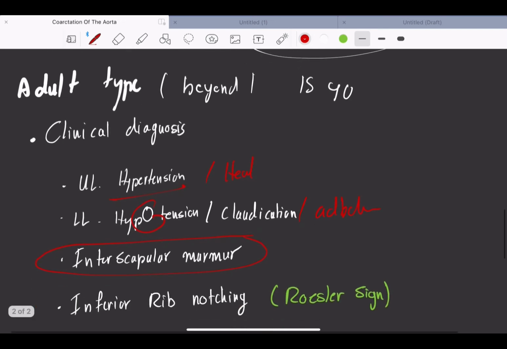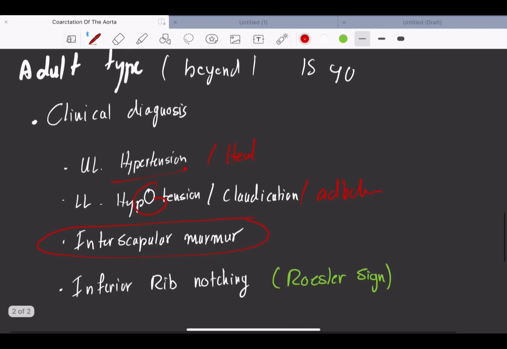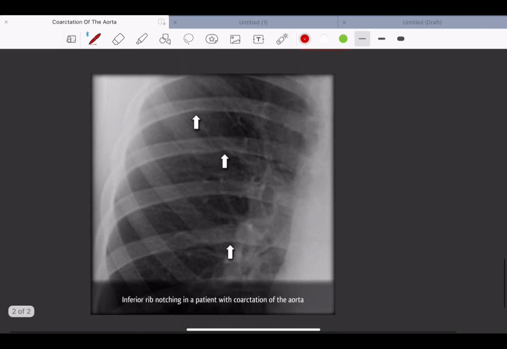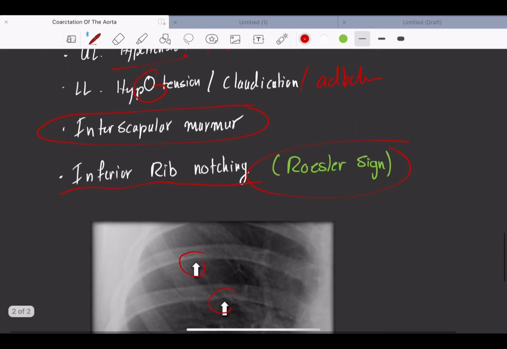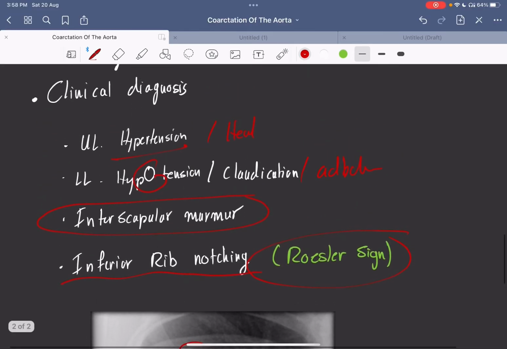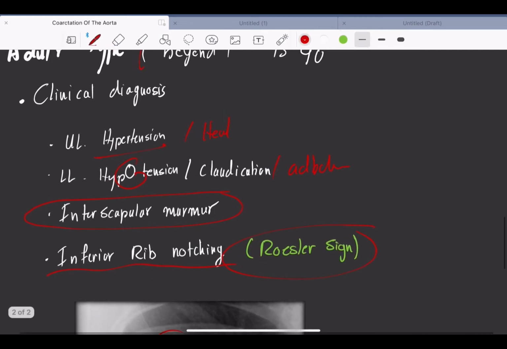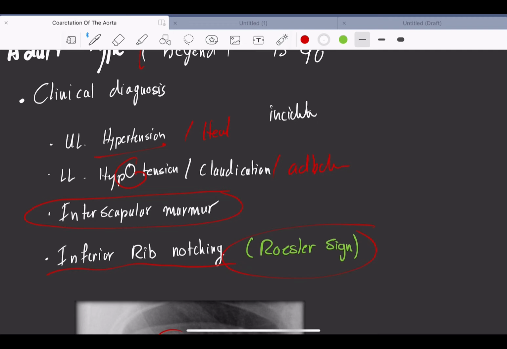And usually, and this is what's shown on examination, you have inferior rib notching, which is Roesler's sign. And this is how it looks. There's notching on the inferior side of the rib, not the superior. And the way this is diagnosed is that it's an incidental finding. That is, people have secondary hypertension.